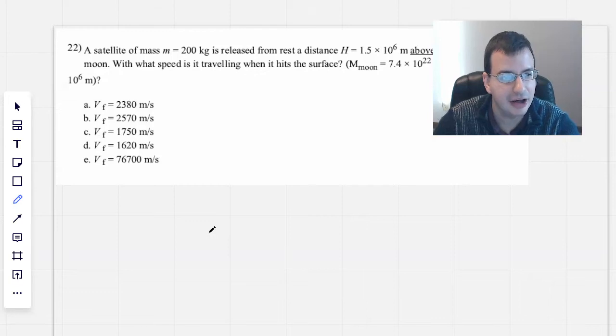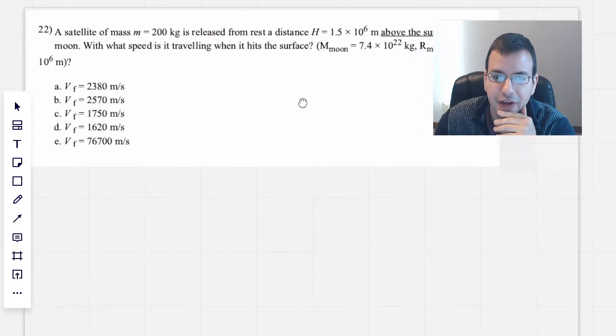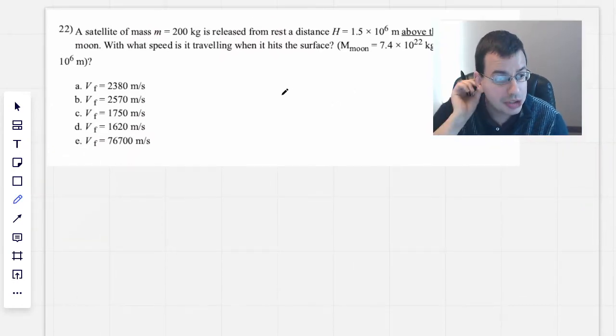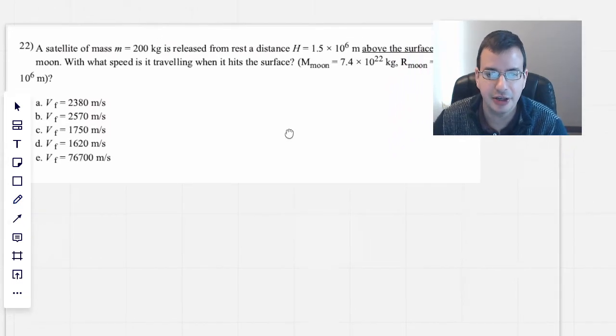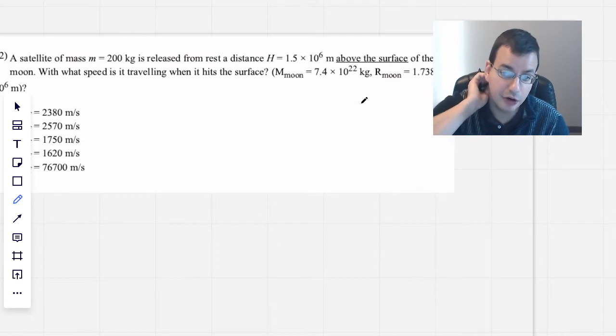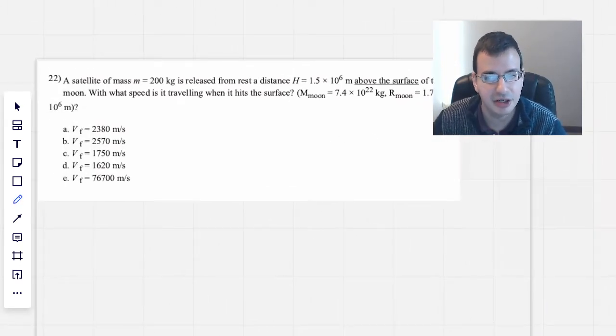A satellite of mass 200 kilograms is released from rest a distance of h = 1.5 times 10 to the 6 meters above the surface of the moon. With what speed is it traveling when it hits the surface? The mass of the moon is about 100th of Earth's, and our moon's radius is 1.738 times 10 to the 6 meters, about a third of Earth's radius.